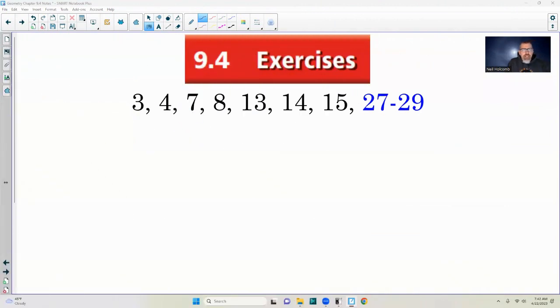All right, so that brings us to the end of chapter 9.4. It's a short chapter lesson, so I threw in a few review questions at the end, 27 through 29.